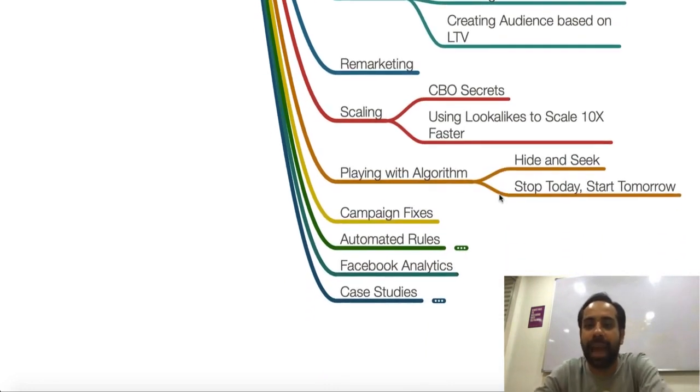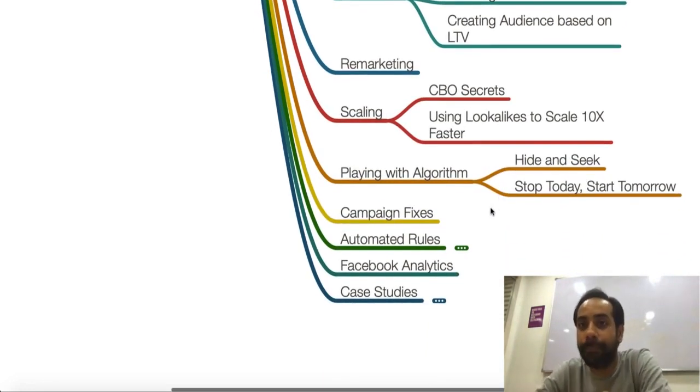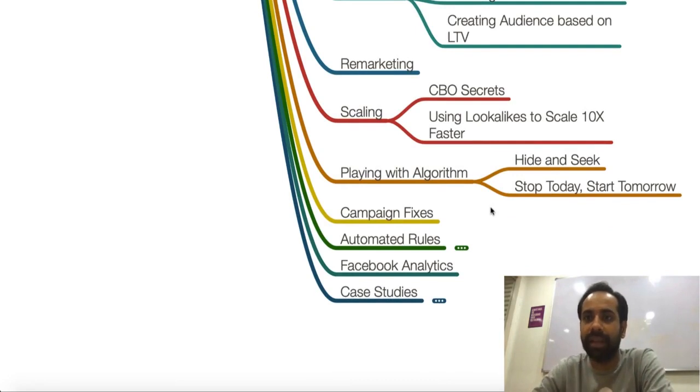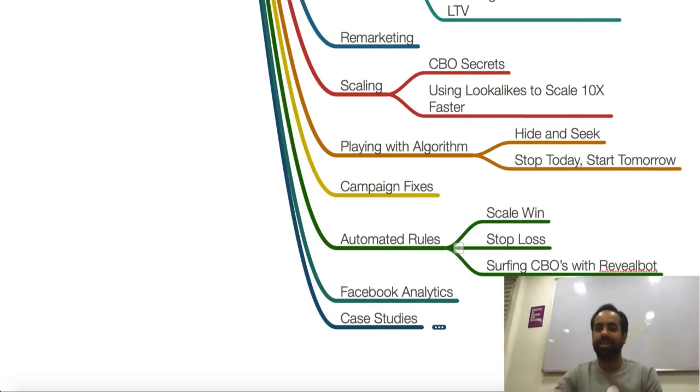Then we're going to talk about campaign fixes. What are the reasons why your campaigns are not performing? How you can fix them? How you can actually make sure that every single thing which you run is on point. Then we're going to talk about automated rules. This one is huge, right? Actually, scale win, stop loss.